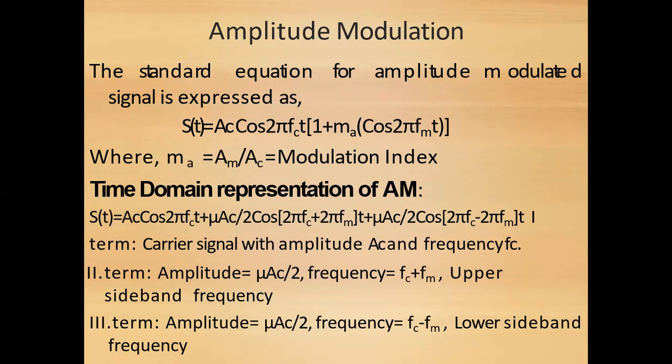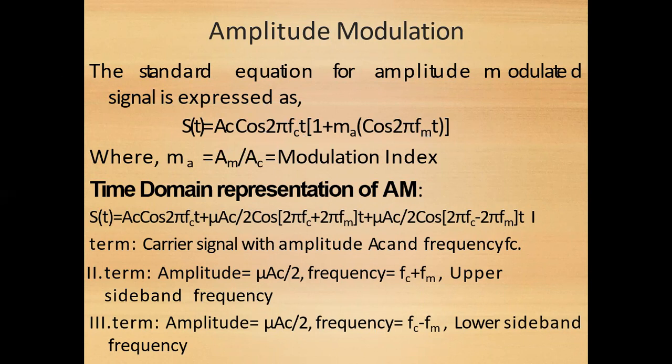The definition of amplitude modulation states that the amplitude of the carrier signal is varied with respect to the instantaneous variation of the input message signal. With that definition, we can write a standard equation of the amplitude modulated signal, represented as S of t equals AC cos omega c t multiplied with 1 plus MA cos 2 pi fm t.